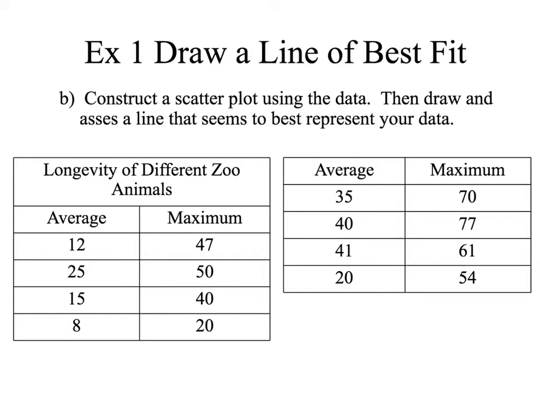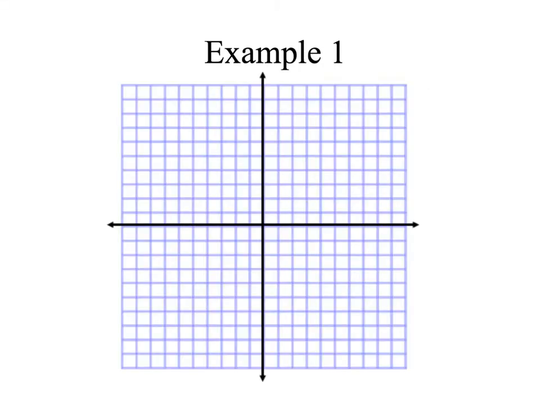So here we're going to create a scatter plot and draw a line of best fit for the average age of animals at the zoo. So we're going to start, and the x-axis is going to be our average, and the y-axis will be our max. And it looks like we have anywhere from 8 to 41. So I think 5s might be our best bet. So 5, 10, 15, 20, 25, 30, 35, 40, 45.